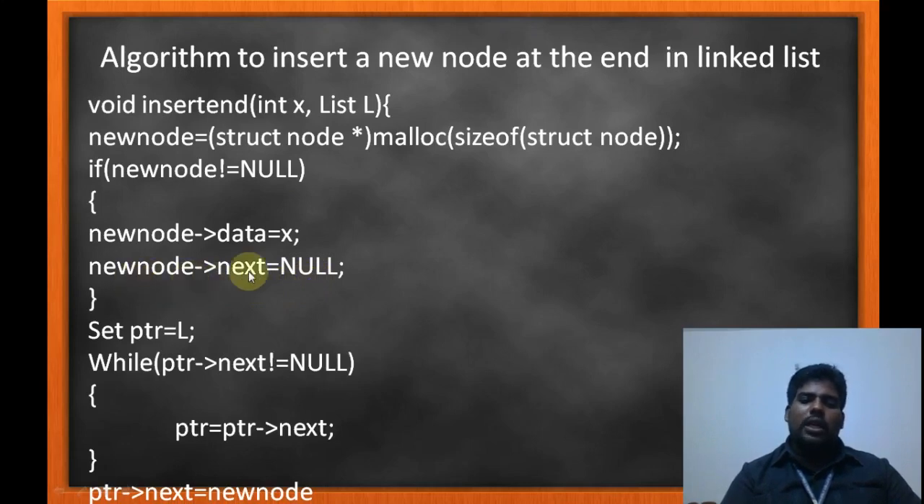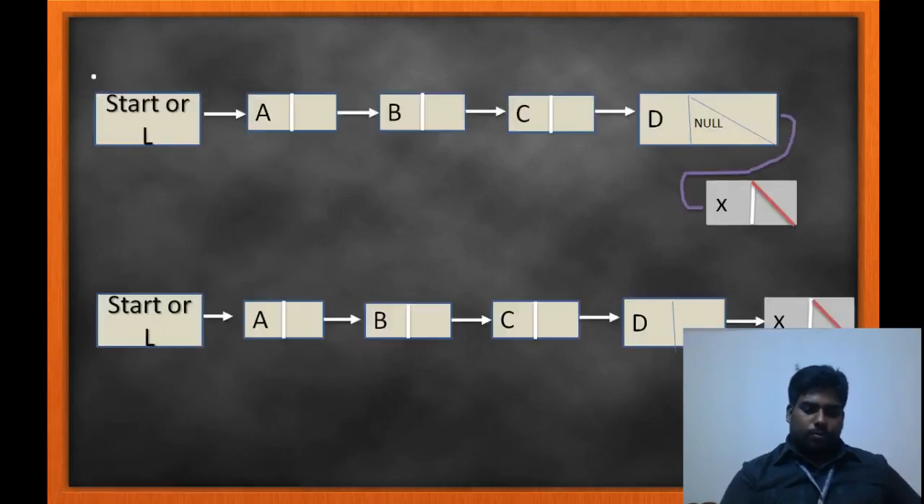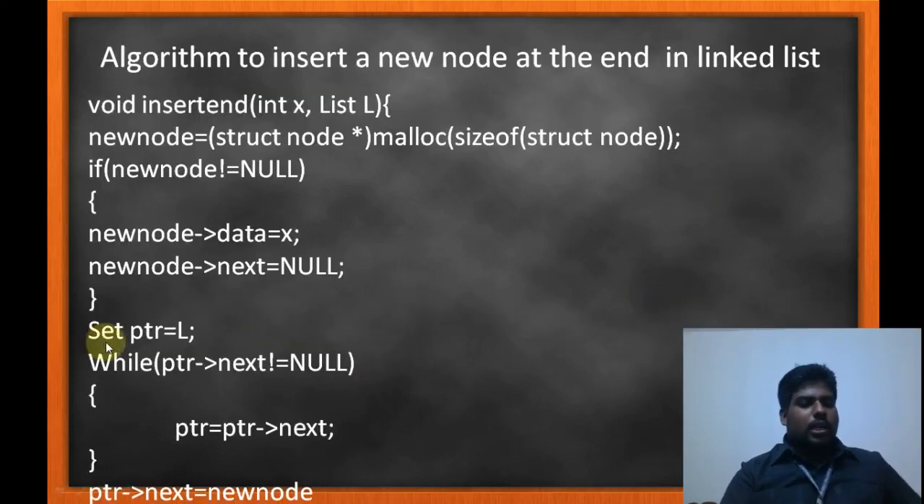So new node next equal to null. That means after the new node there should not be any nodes. It is the ending point. That's what I initialized here. New node next equal to null. Then set ptr equal to L. Now I am using a ptr. The L is nothing but the starting position, and that will be assigned to the ptr. Then while ptr next not equal to null.